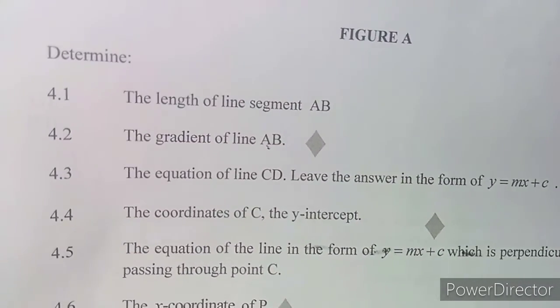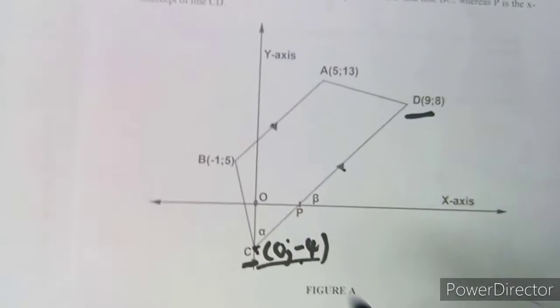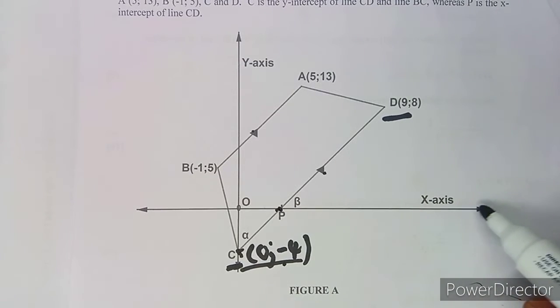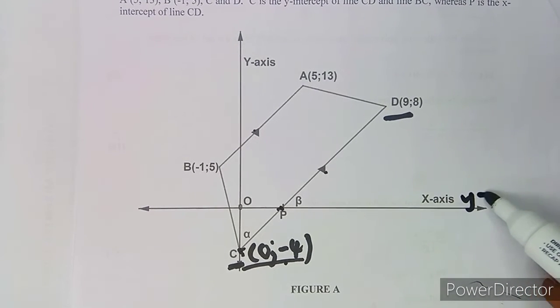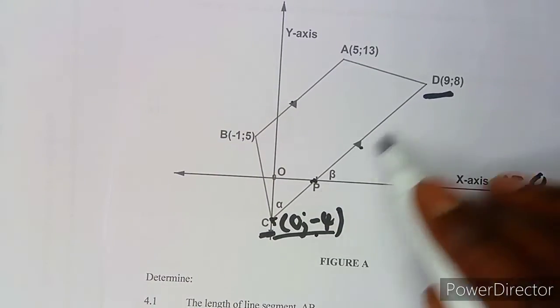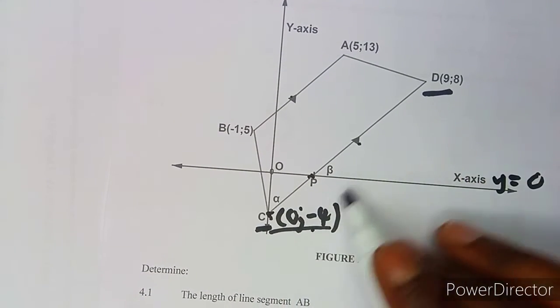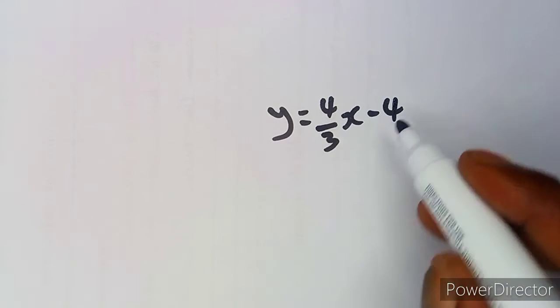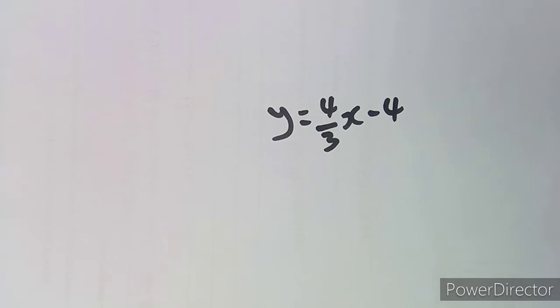Then the x coordinate of P, this is P, we are talking about the x coordinate. Remember the x coordinate is a condition where we have the point on the x-axis, and on the x-axis y is equal to 0. Always on the x-axis y is equal to 0. P is the x-intercept on the line CD. So we focus on the equation of line CD, which we obtained before. We said it's y is equal to 4 over 3x minus 4. This was the equation of line CD from item 4.3.